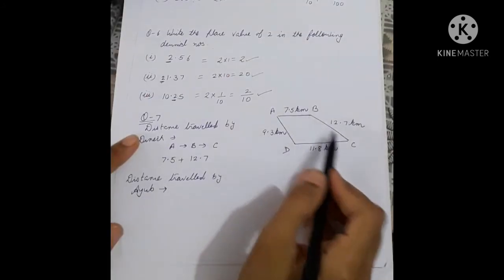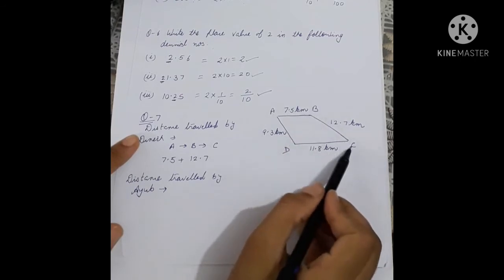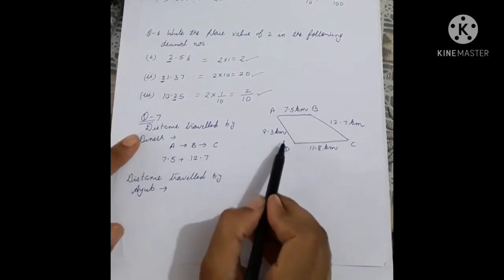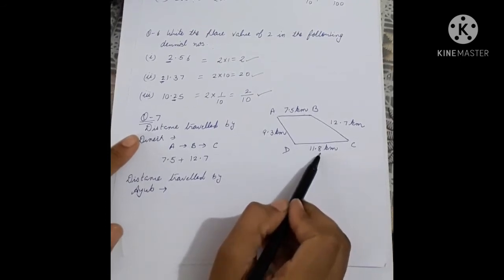See, I have drawn the figure here. In the figure, the distance from A to B is 7.5 kilometers. B to C is 12.7 kilometers. A to D is 9.3 kilometers and D to C is 11.8 kilometers.